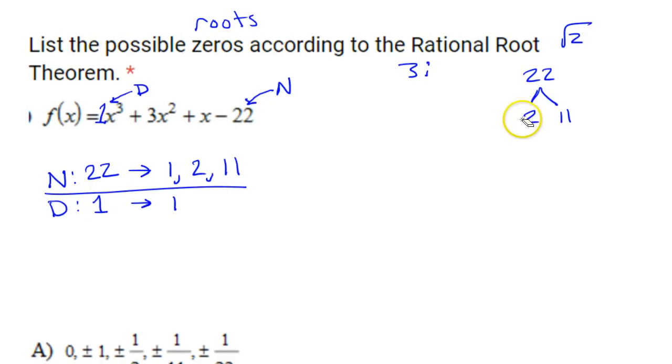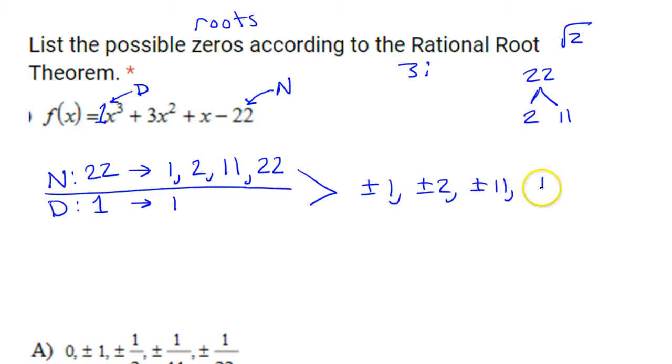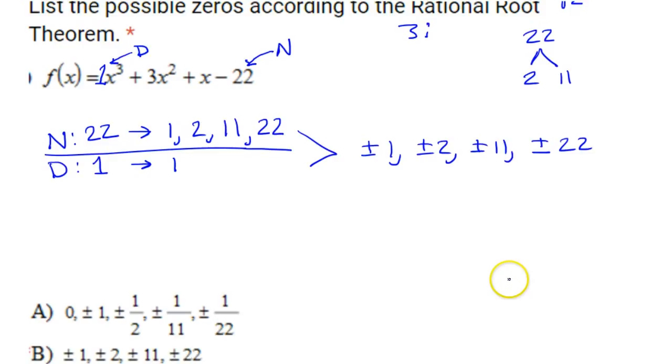I did my little factor tree. I got 2 and 11. I added 1 on here, but I forgot about the number itself, 22. A number will always be a factor of itself. So I should have said 4 numerators. So that's going to give me plus or minus 1, plus or minus 2, plus or minus 11, and plus or minus 22.